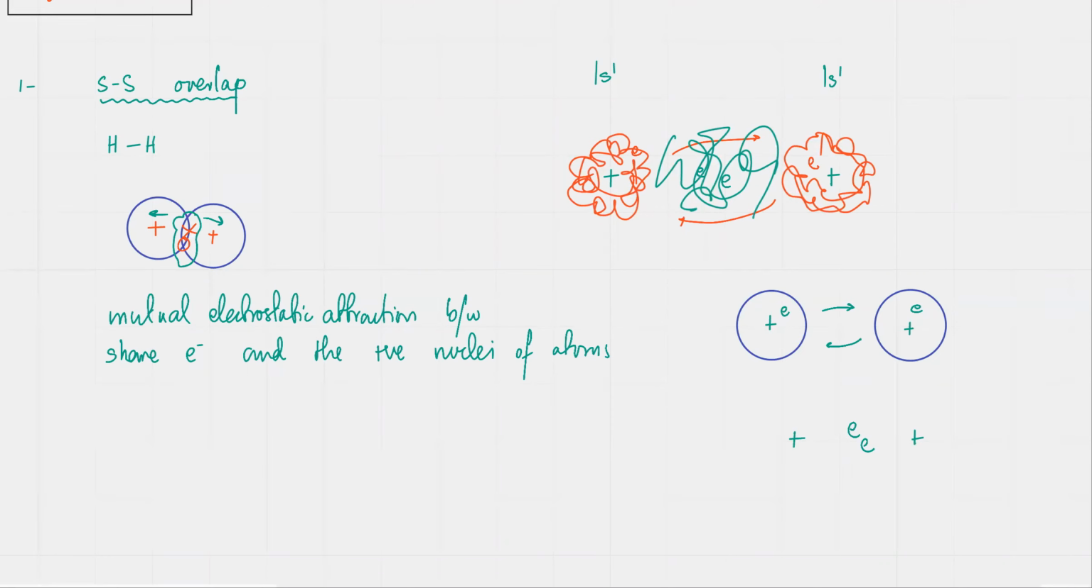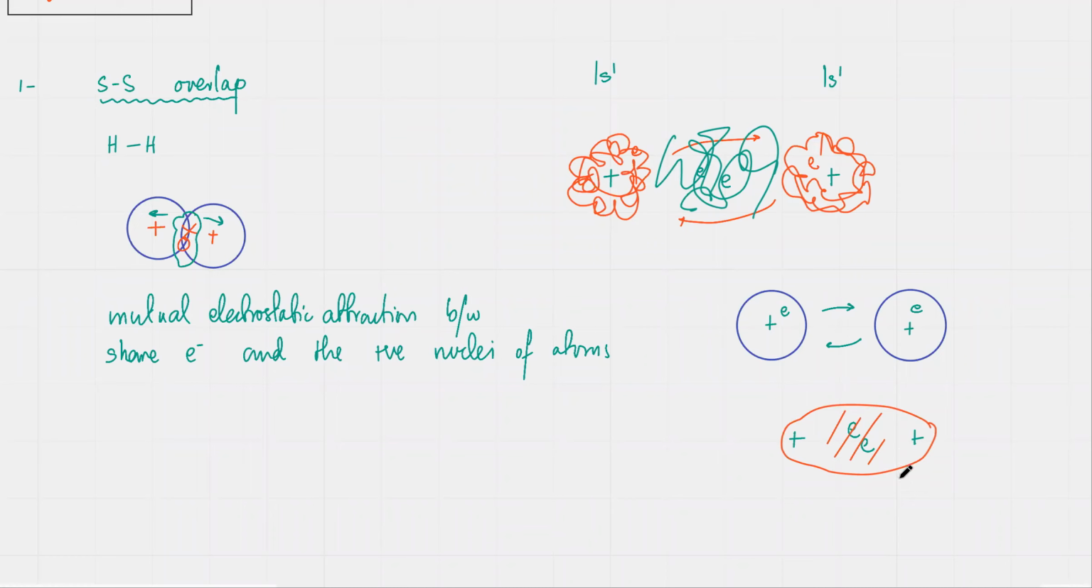So the orbital would change. The two orbitals are going to merge, because the orbital is the place where you're going to find the electron. So now the electron is going to be found in the middle somewhere. So that's your new bonding orbital. The two orbitals have merged.